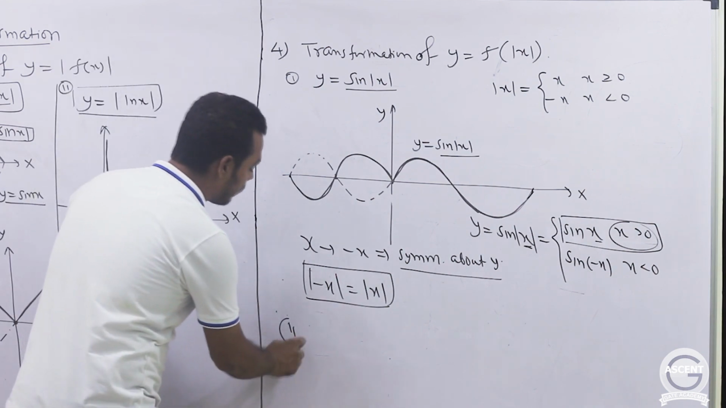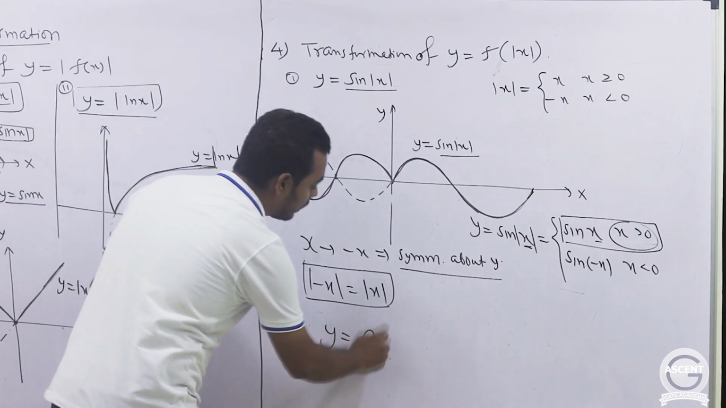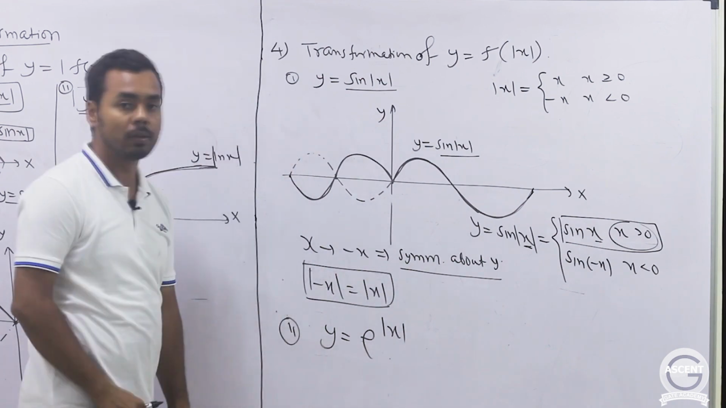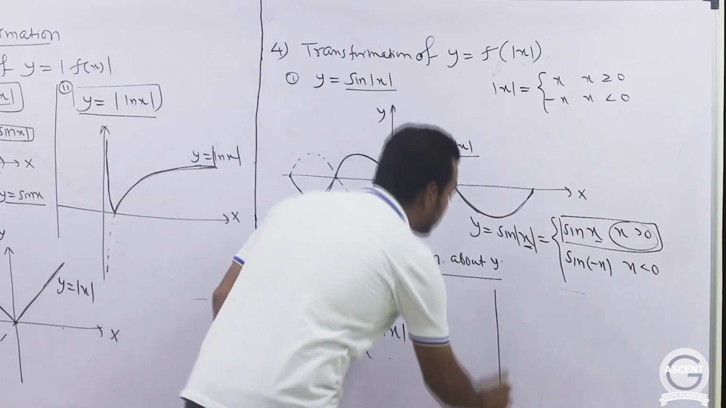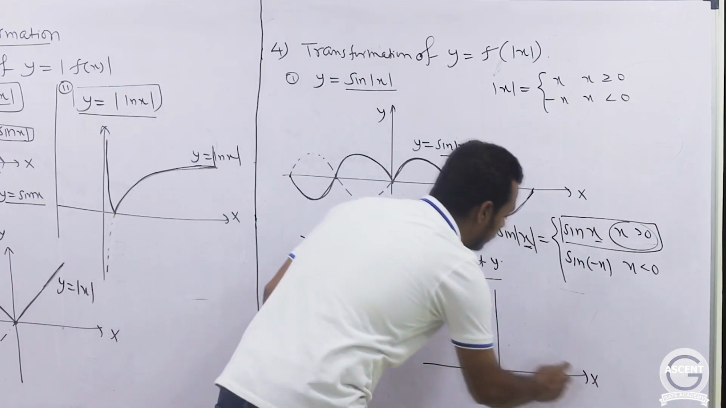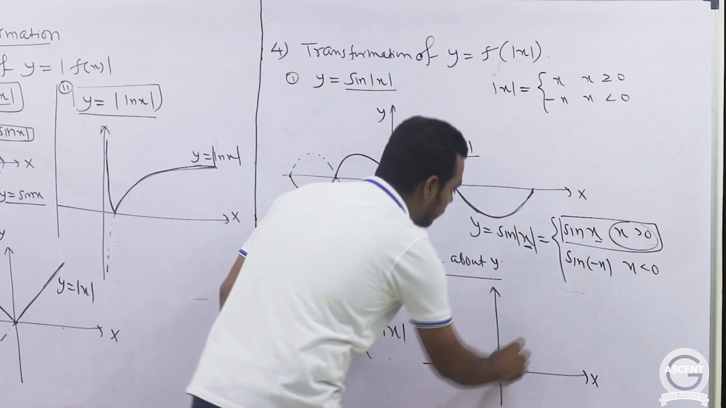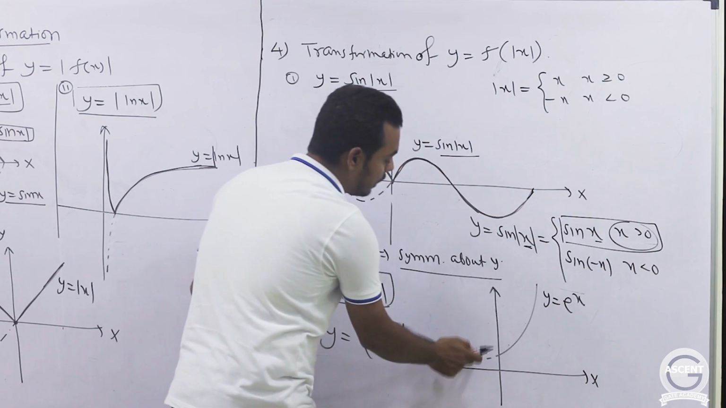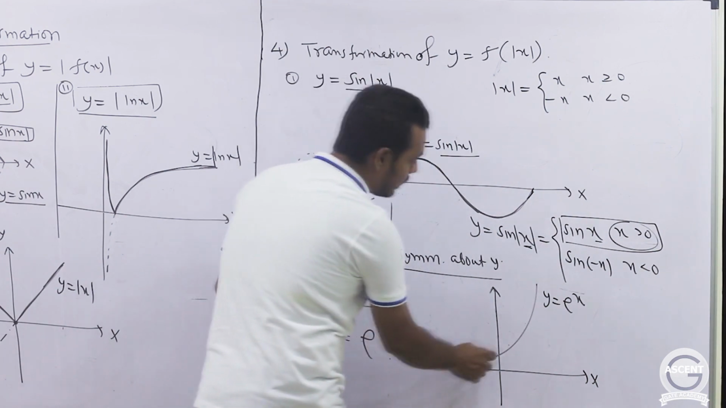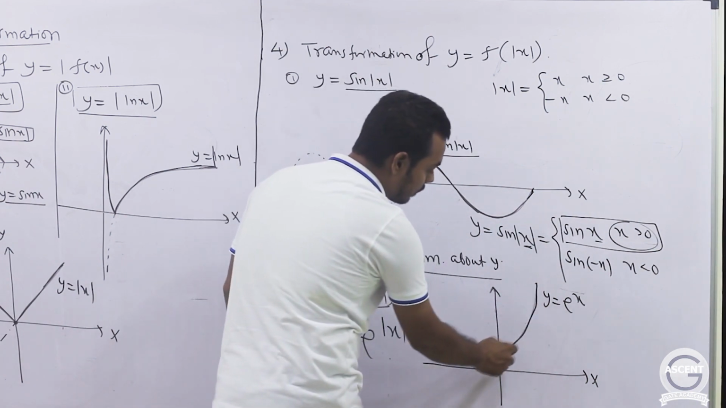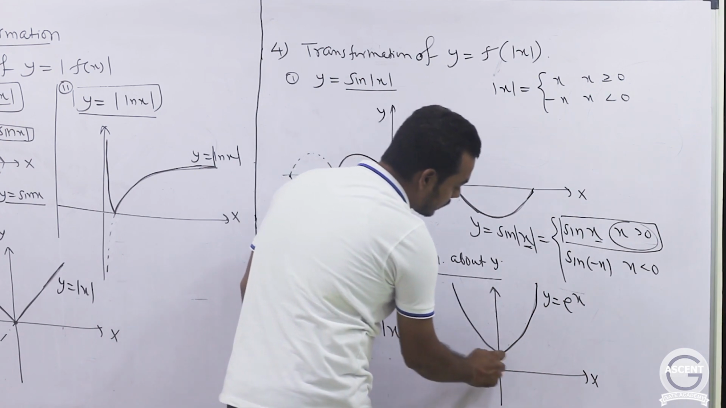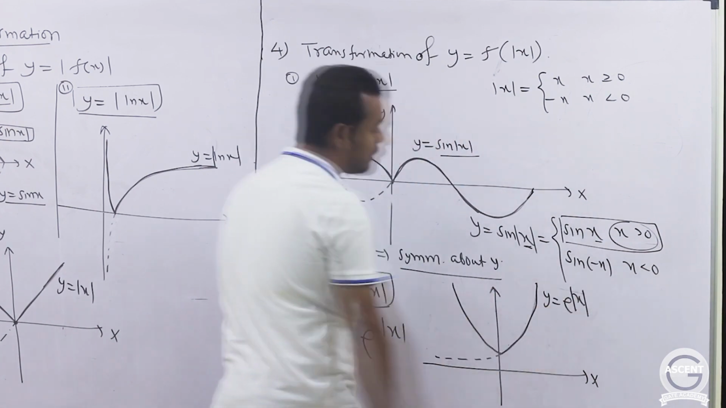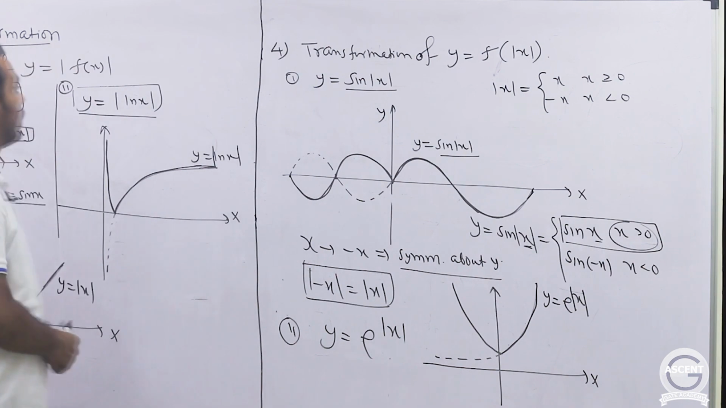If you want, we can take one more example. Suppose I want to draw the graph of the function y equals e to the power mod x. First step, draw the graph of the function y equals e to the power x. Erase the portion of the graph on the negative side of the x-axis. Take the image of the positive portion in the y-axis. So this will be your graph of y equals e to the power mod x. So these two were very important transformations.